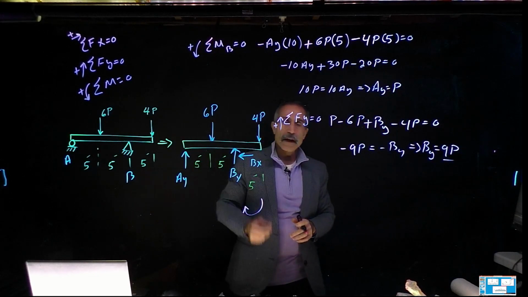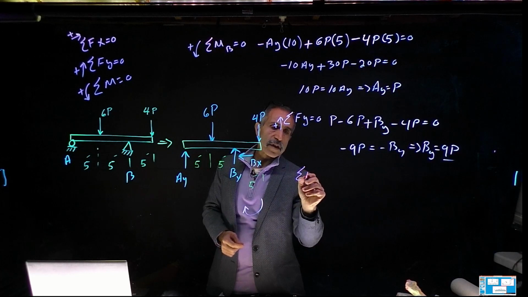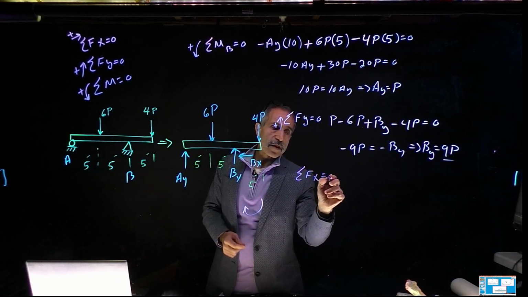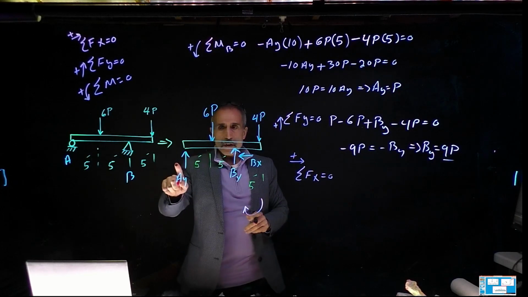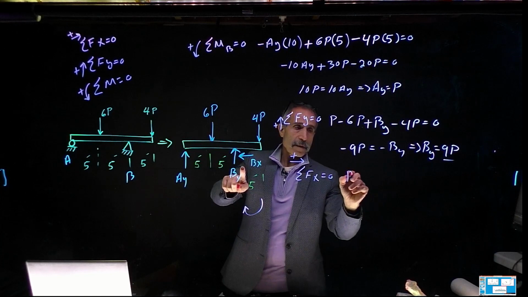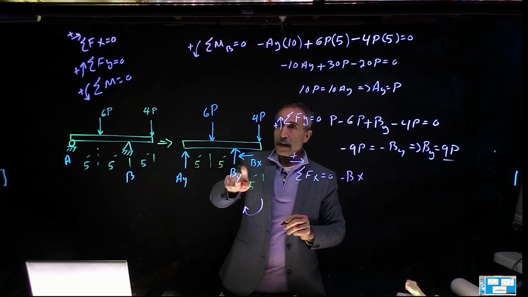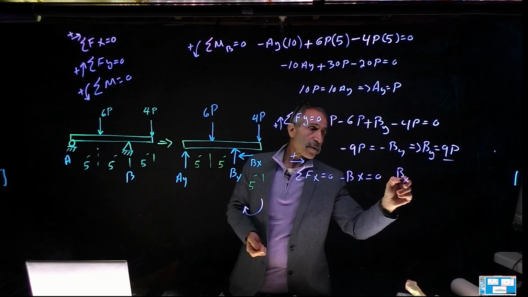What about BX? We'll find out. BX should come out to 0, because when we say summation of F of x is equal to 0, going to the right is positive. I have no other x direction forces. I only have BX. Let's say that's a minus, and there's nothing else. So it equals 0, therefore BX is equal to 0.